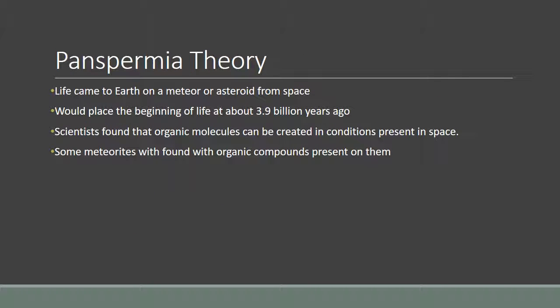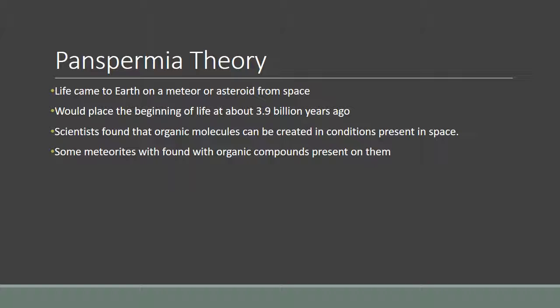Another hypothesis is the panspermia theory, which states that life originated in outer space and then came to Earth through meteorites or asteroids. This would place the beginning of life at the earlier end of the range, about 3.9 billion years ago. There's a time between 4 and 3.8 billion years ago that the Earth was constantly pummeled by asteroids and meteors, which may have been how life was transferred to the Earth.